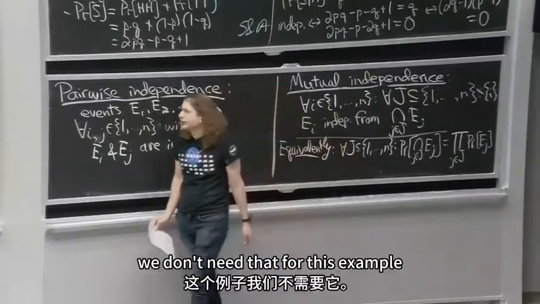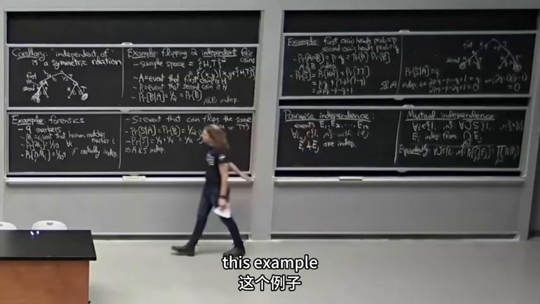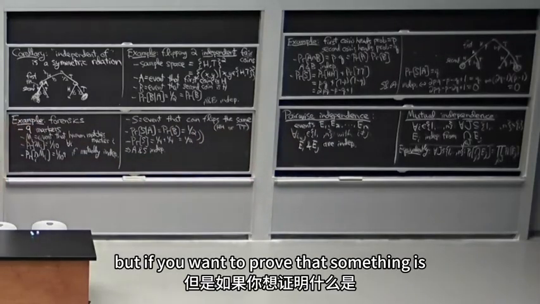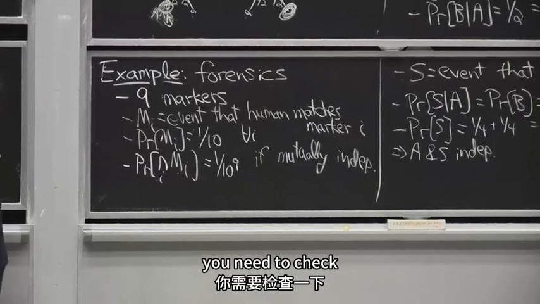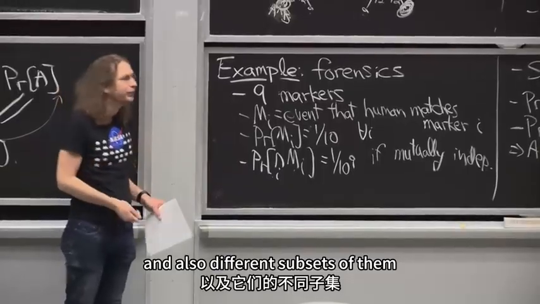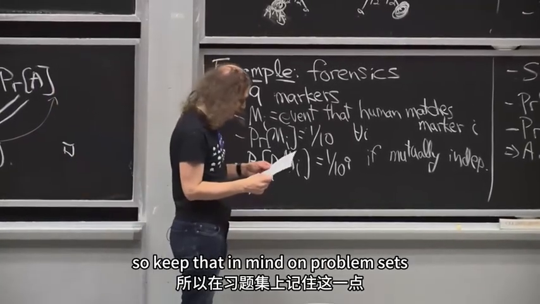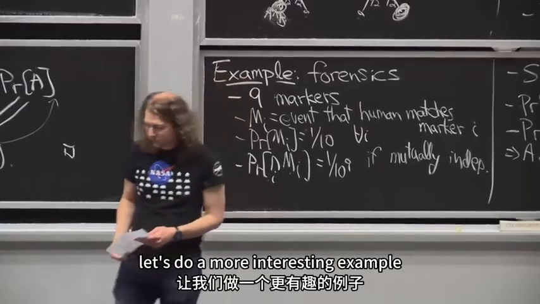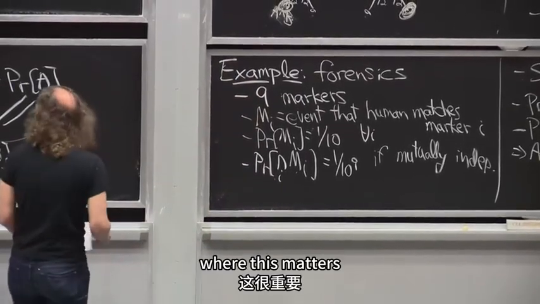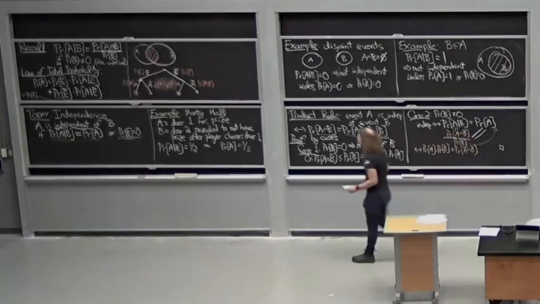So that's crucial. We don't need that for this example. This example, we only care about the intersection of all 9. But if you want to prove that something is mutually independent, you need to check all of the events intersected together and also different subsets of them intersected together. So keep that in mind on problem sets. Let's do a more interesting example where this matters.